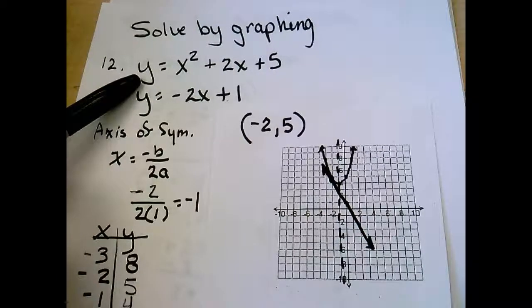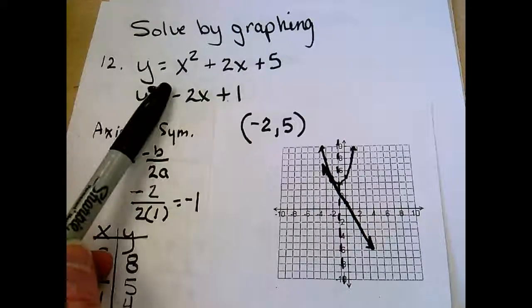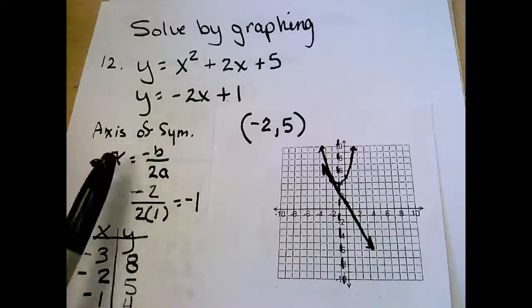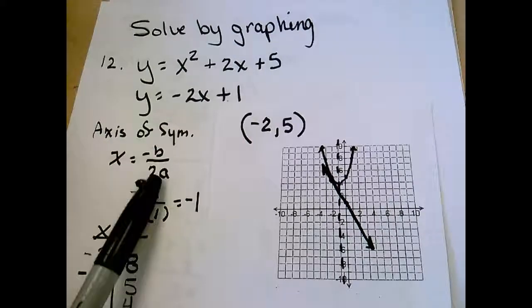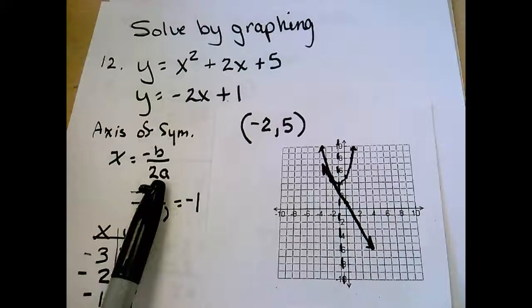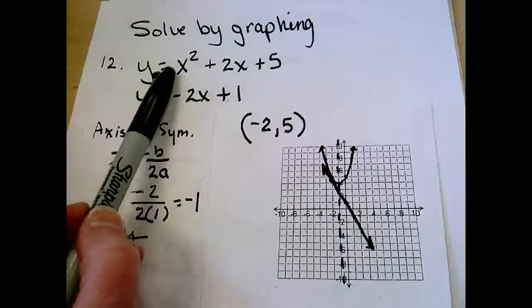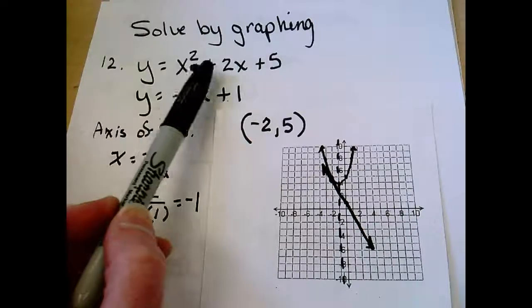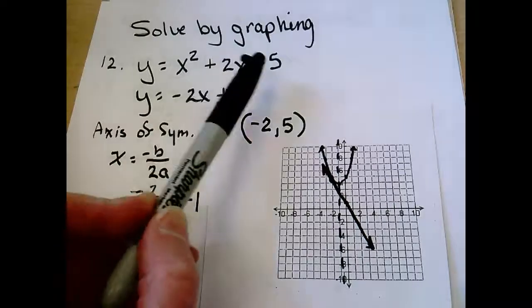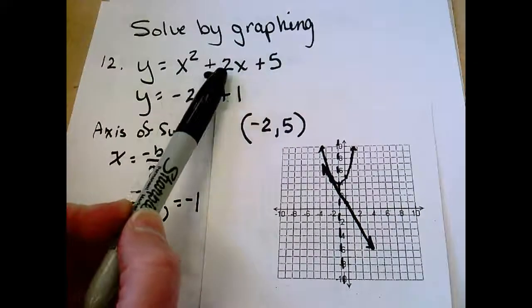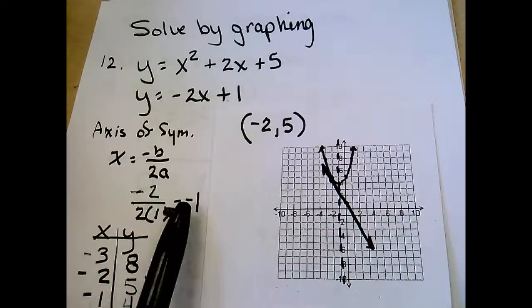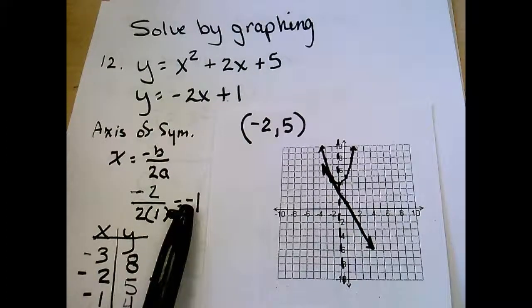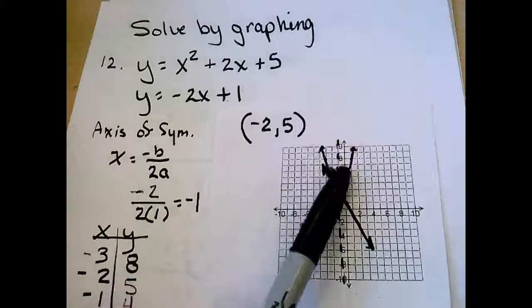Problem 12, y equals x squared plus 2x plus 5 is our parabola. When we go to graph the parabola, first thing you need to know is your axis of symmetry. x equals negative b over 2a is our equation for that. Again, my coefficient to the x squared is my a, the coefficient to the x is my b, and the constant's the c. So I use 2 for b, 1 for a. Plug it into my formula, and I get my axis of symmetry at negative 1. So I put that on my graph.